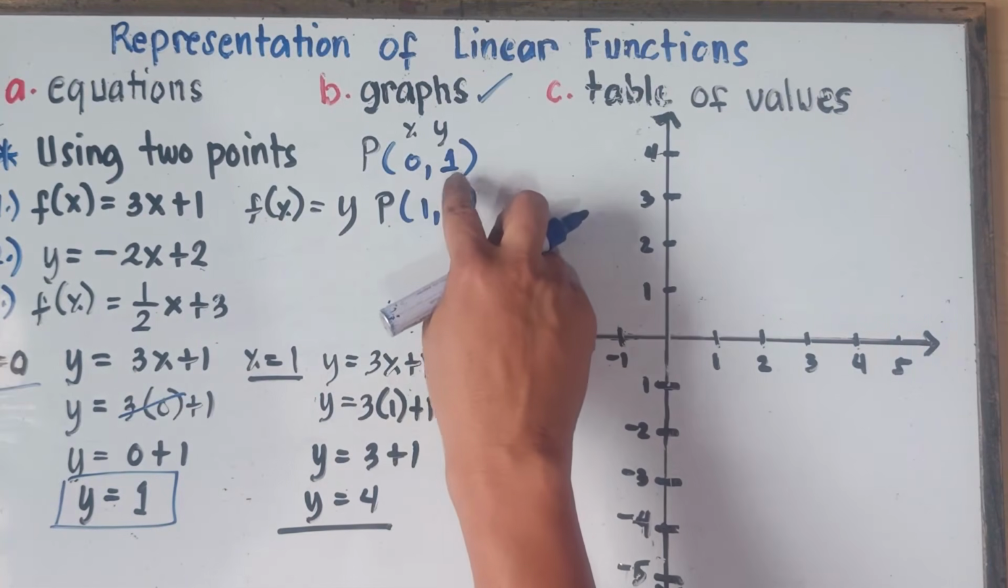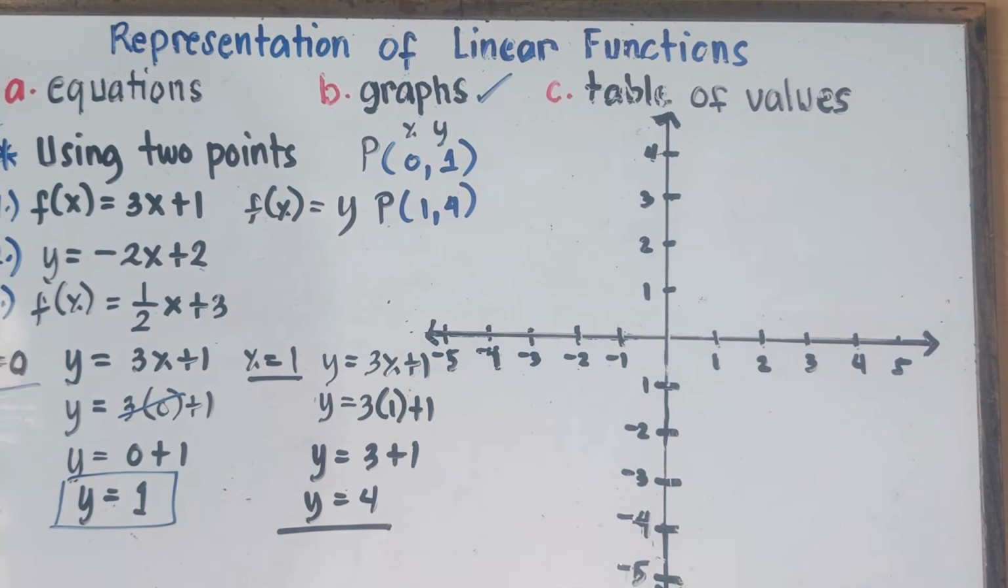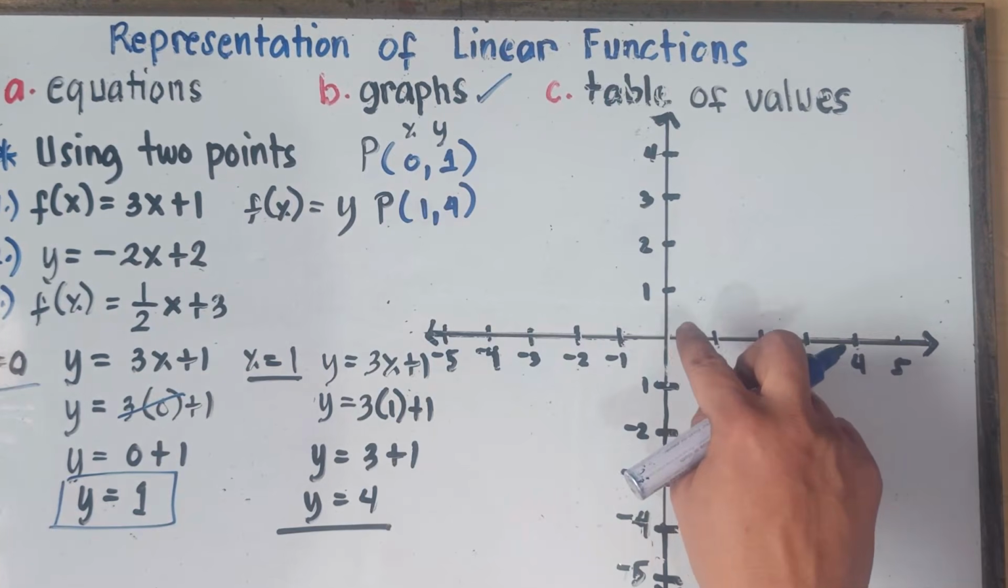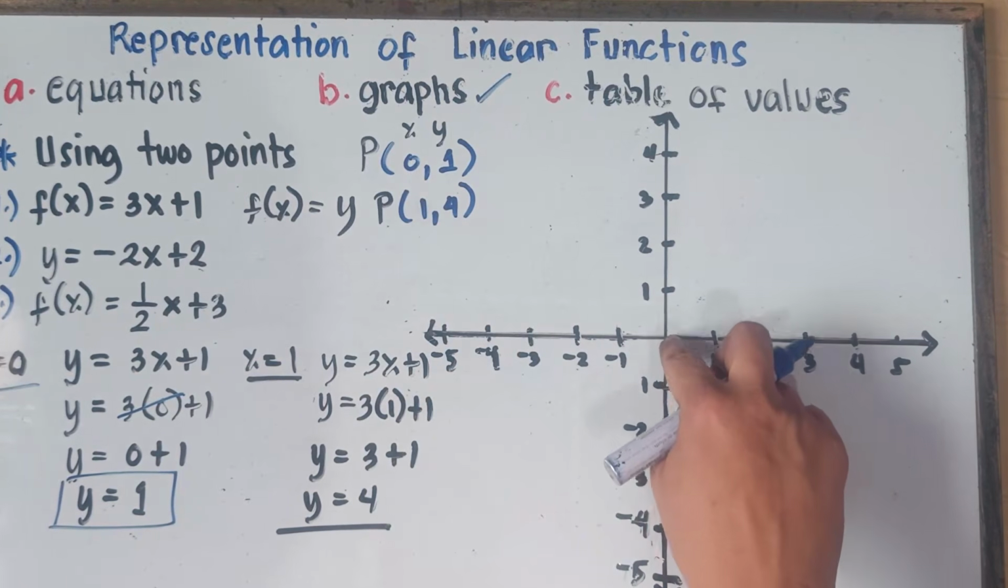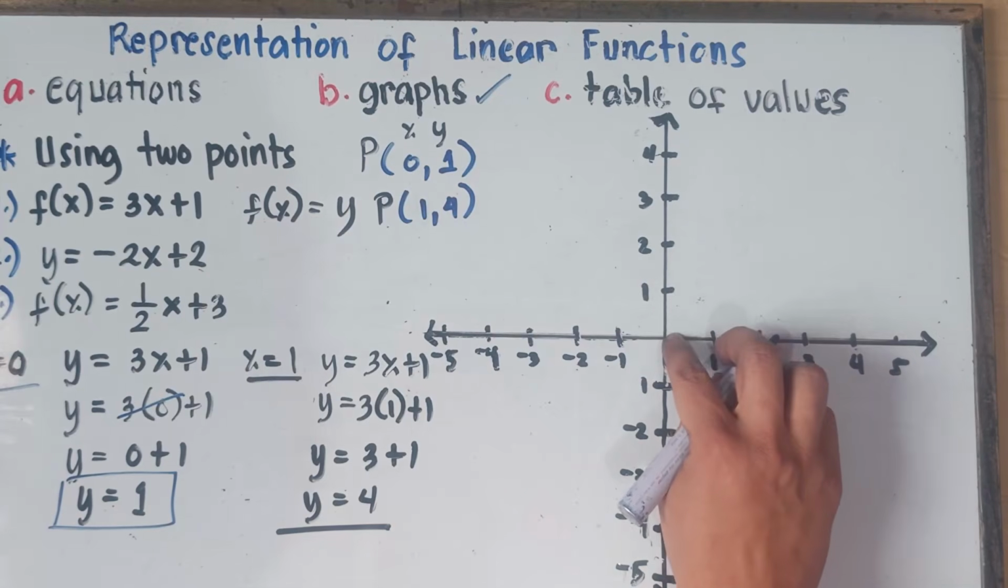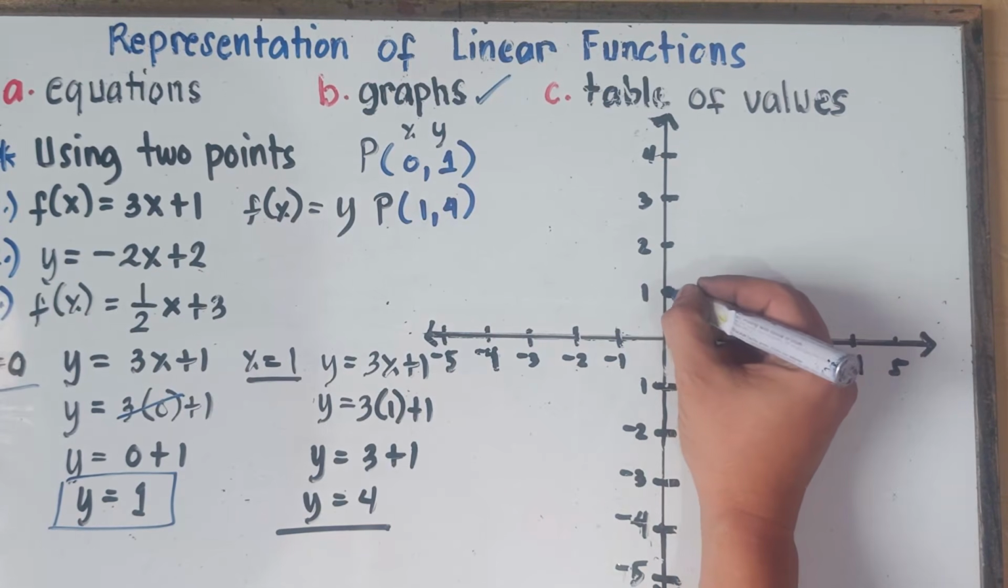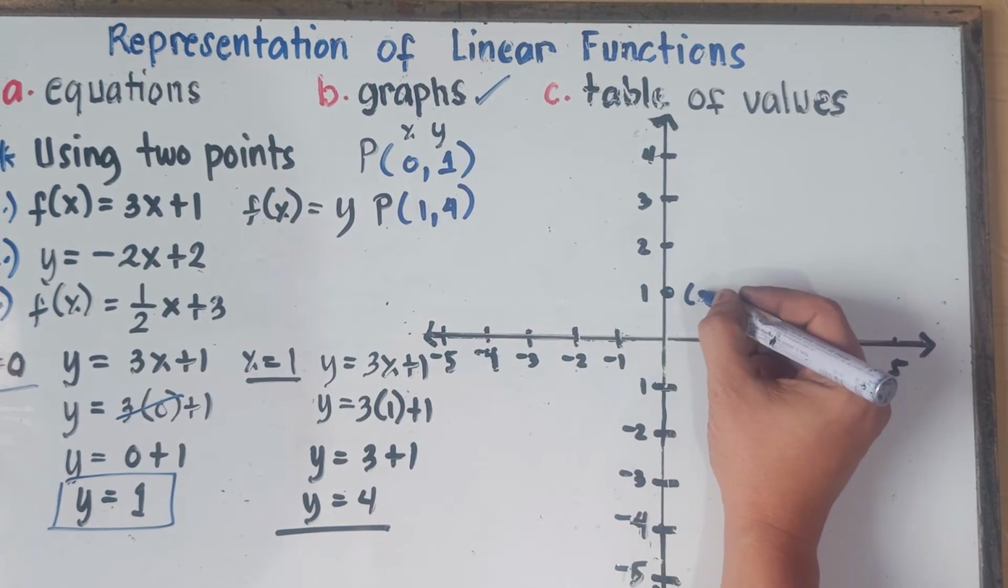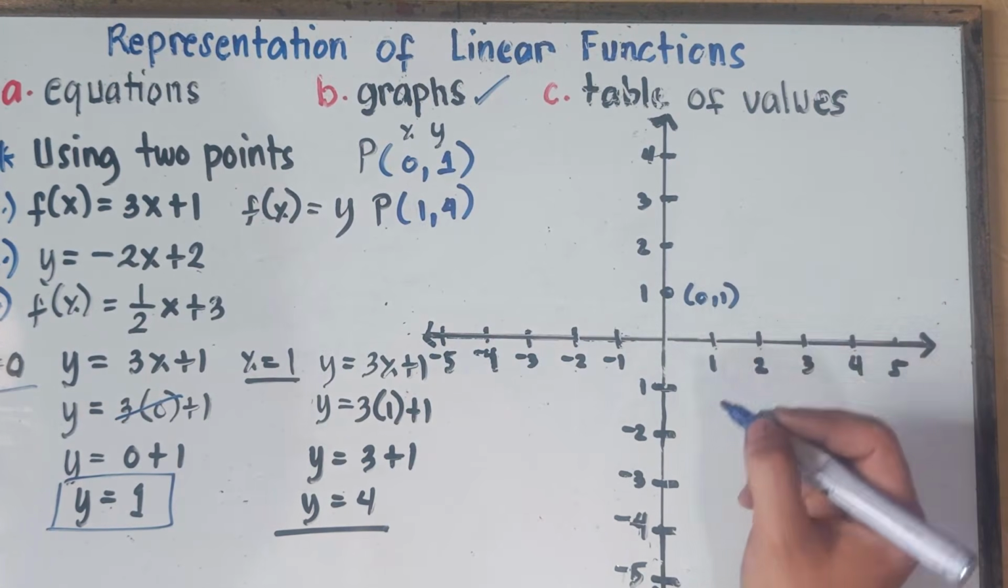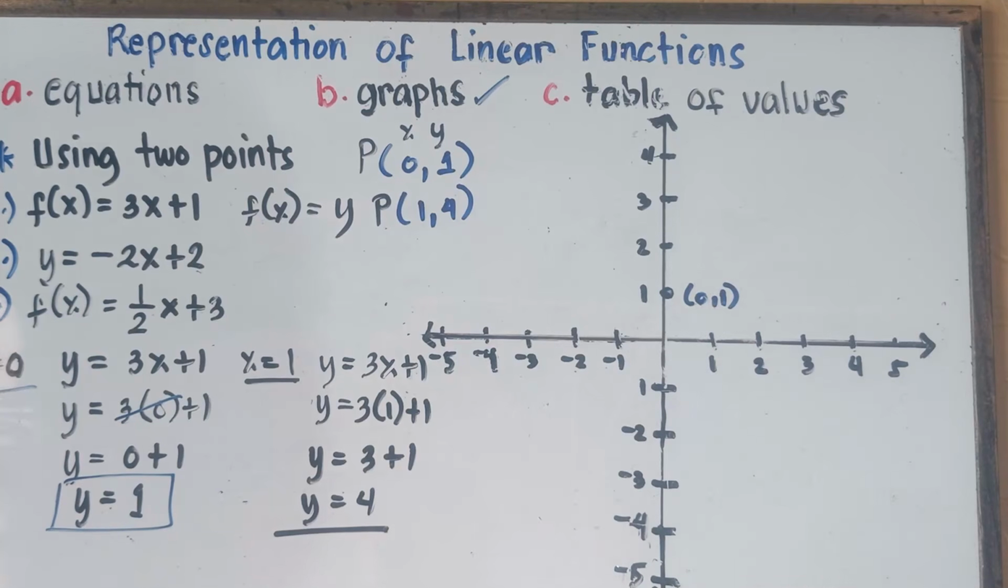So 0 and then 1. Where is this one, class? 0 and then +1. So x is 0. Start at the origin. X is 0. And then y is +1. This one right here. X is 0 and then y is +1. So this will be 0 and then 1. So that would be our first point, 0 and then 1.